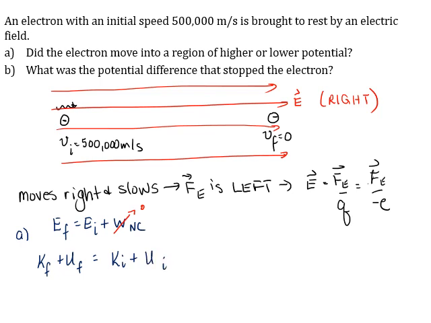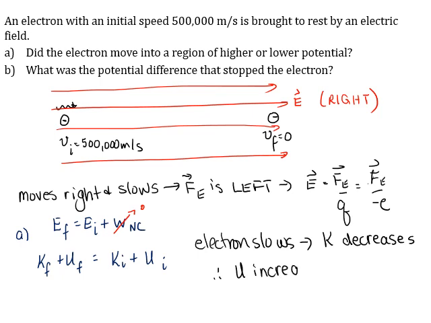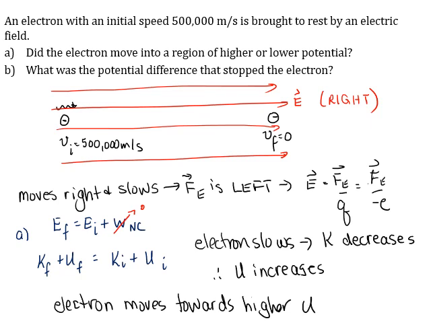Let's think about what happens in this problem. So the electron slows. That means the electron's kinetic energy decreases. If the kinetic energy decreases, the potential energy has to increase. So as the electron moves, it goes towards an area of higher potential energy. So the electron moves towards higher U. This makes sense when we think about the motion.